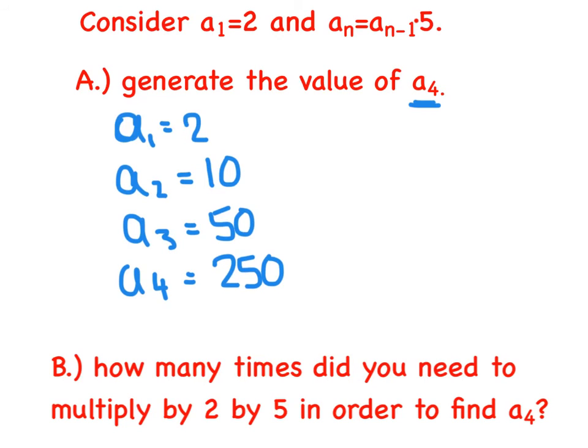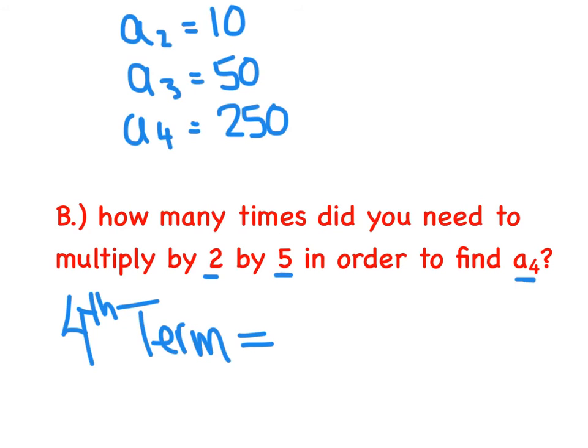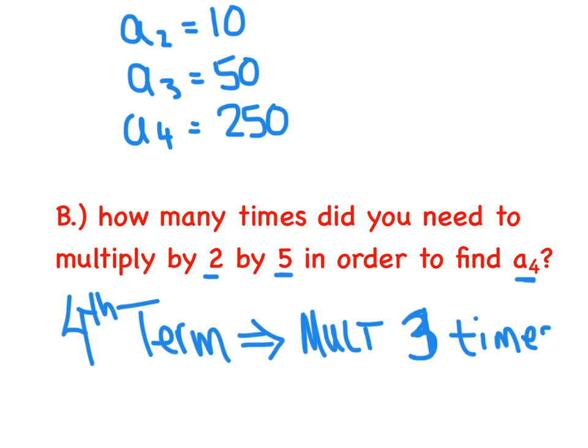But what you'll notice here, starting with the first term, you multiplied by 5 once to get 10, multiplied by 5 a second time to get 50, and multiplied a third time to get 250. Thus leading us into the next question: how many times did you really need to multiply the 2 by 5 in order to get the fourth term? What we did is we multiplied the first term by 5 just 3 times. So this number here is always going to be 1 less than this number right here. If you want the 50th term, just multiply by 5 49 times.